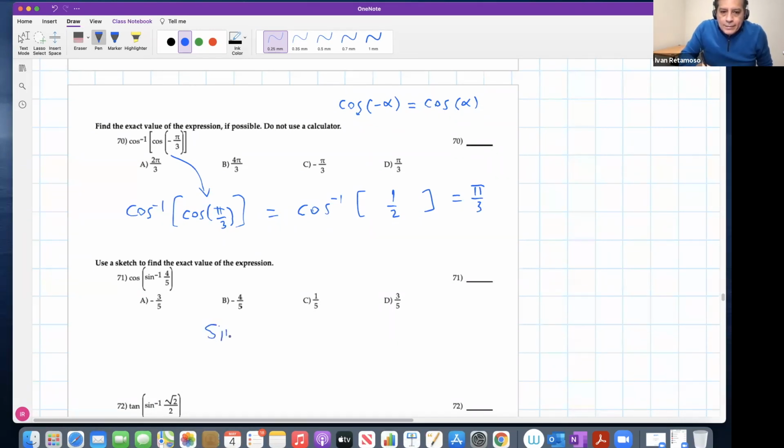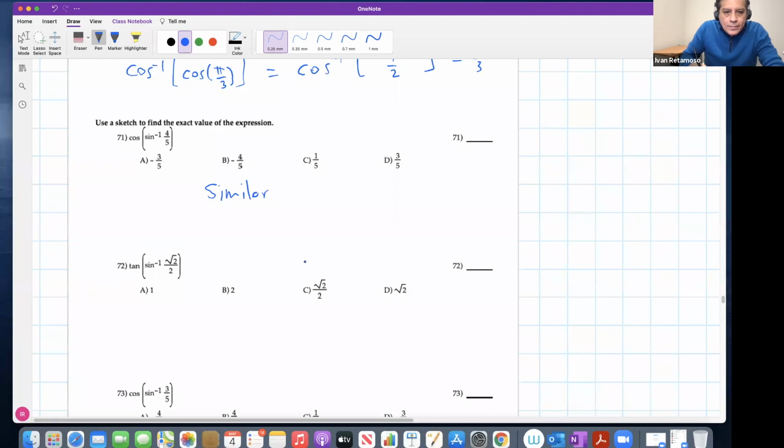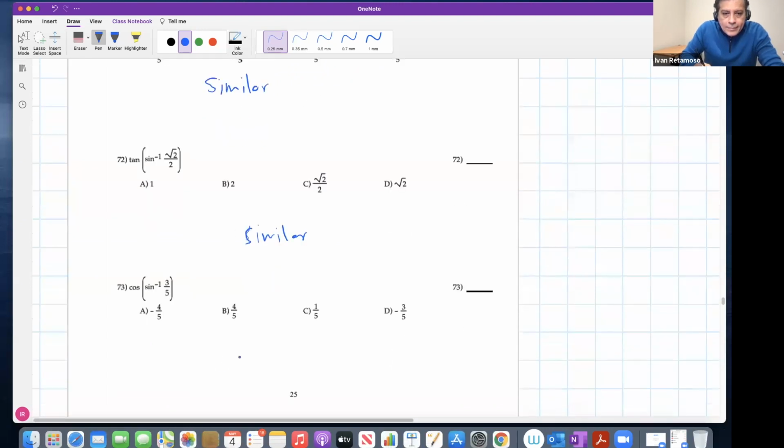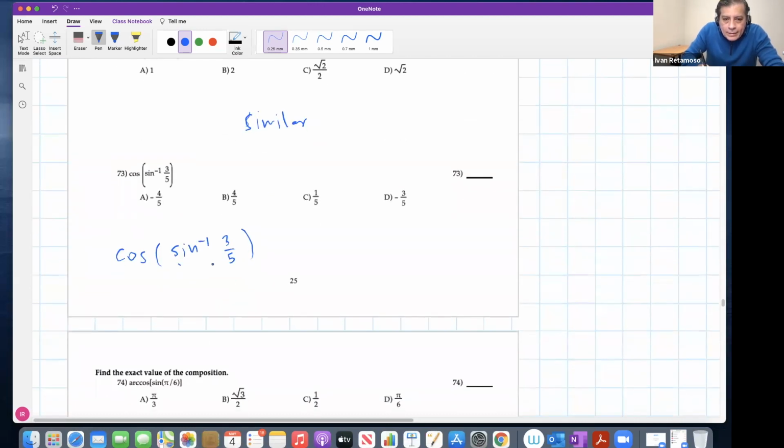This one's similar, guys, but it deals with something a bit different. This is going to be similar to the one I'm going to do here, so I'm going to do this one and take that as a reference. What if they ask you for cosine of sine inverse of 3/5? Cosine and sine inverse, I cannot cancel, right? So the strategy, I said, let this be theta.